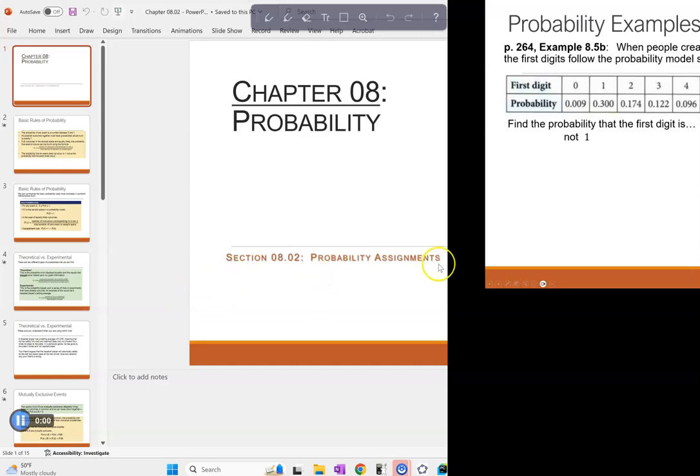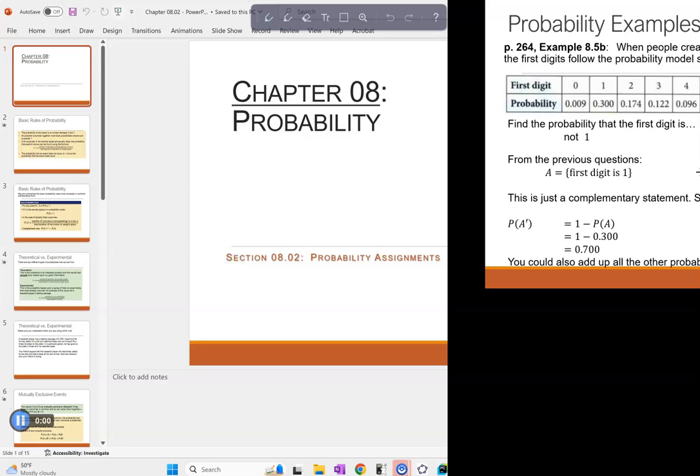Find the probability the first digit is not 1. Well, here I'm going to use the complement rule, right? This is the probability of A complement that we're asked for. So I'll just do 1 minus the probability of A. So 0.7. I could have also added up all the probabilities for 0, 2, 3, 4, 5, 6, 7, 8, 9. That would have been correct too. A little more time consuming, but not incorrect. Does everybody feel good so far? Okay.